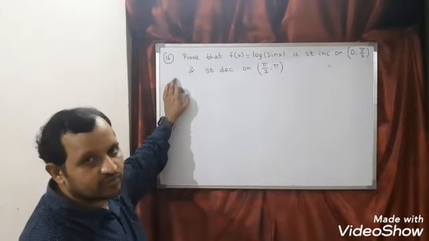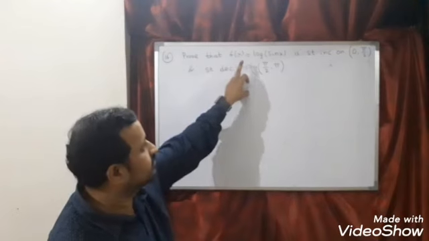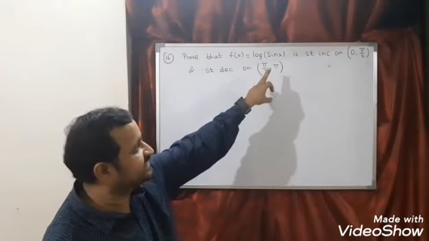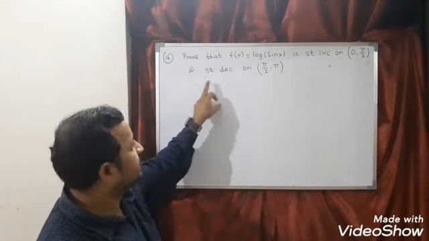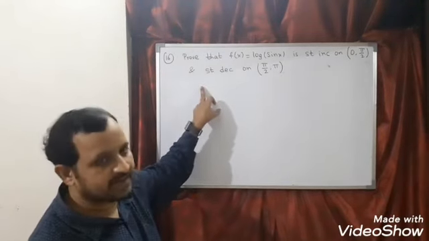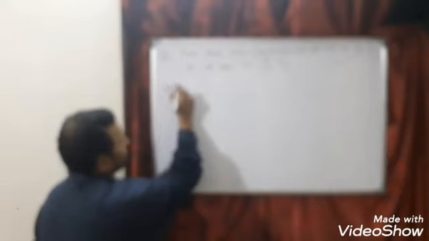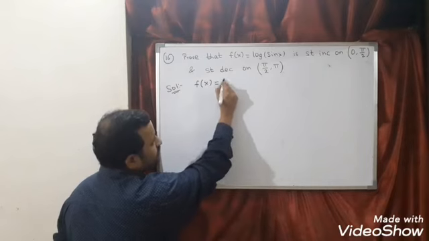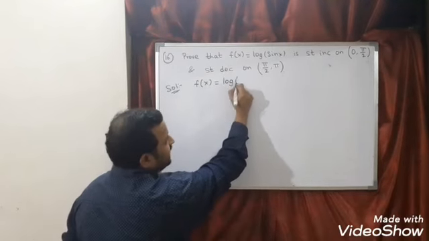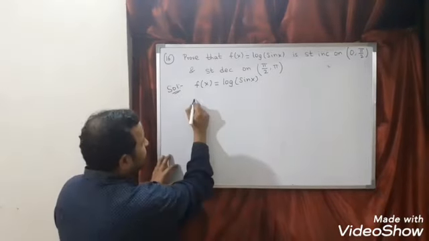The next question is question number 16. Prove that f of x is equal to log of sin x is strictly increasing on 0 comma pi by 2 and strictly decreasing on pi by 2 comma pi. This question is similar to the previous one. Let us see the solution. So what is f of x? So f of x is equal to log of sin x. So for increasing or decreasing, we have to find f dash x.